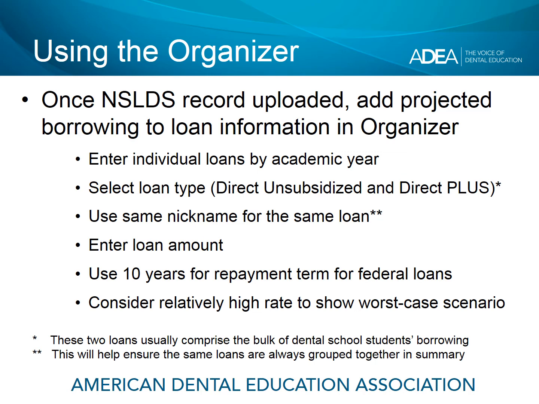Be sure you enter the loan amount. We're going to encourage you to use 10 years for the repayment term on federal loans. That does not mean you are locked into a 10-year standard repayment term, but that is a standard way you can enter information on DLOC, and you get a choice later on about different repayment options. And consider using relatively high rates to show a worst case scenario when you go in and add projected borrowing. In other words, when you put in loans that you have not taken out yet, don't use really low interest rates, because that would greatly underestimate what you're going to be repaying if in fact the interest rates turn out to be much higher. So be realistic when you enter the interest rate on your student loans for any projected borrowing.